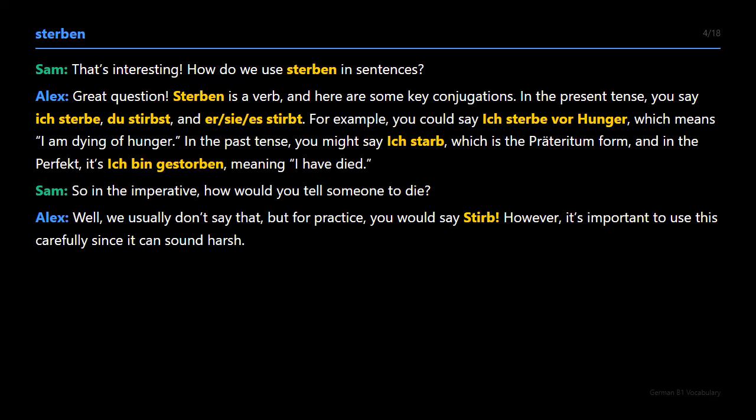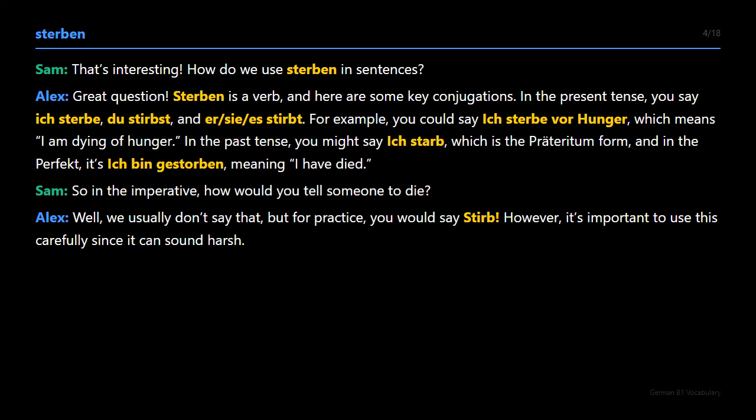In the past tense, you might say Ich starb, which is the Präteritum form, and in the perfect, it's Ich bin gestorben, meaning I have died. So in the imperative, how would you tell someone to die? Well, we usually don't say that, but for practice, you would say Stirb. However, it's important to use this carefully since it can sound harsh.